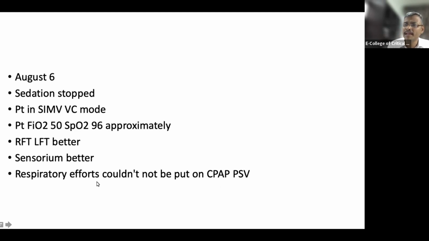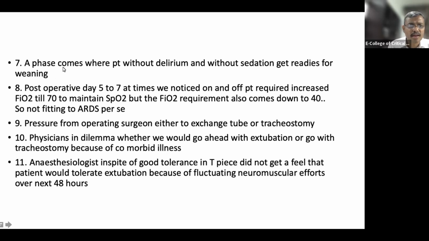So again, I'm telling, this patient's poor respiratory effort means neuromuscular weakness. Make sure drugs are appropriate, early mobility, avoid sedation for a longer period. A phase comes where the patient, without delirium and without sedation, gets readiness for weaning. Okay, so I think they try to wean.